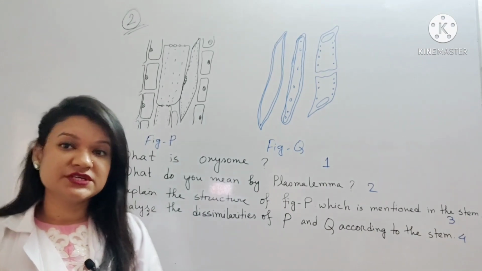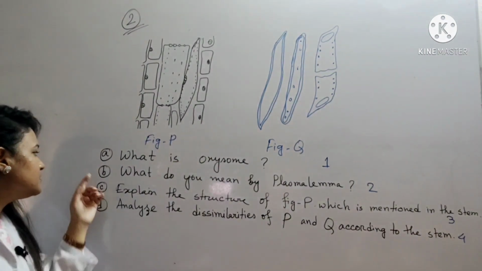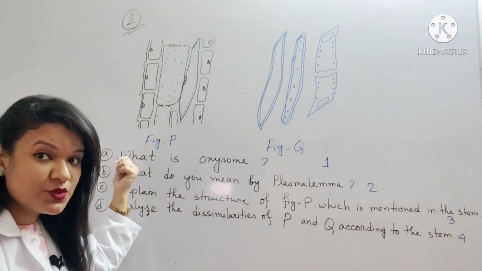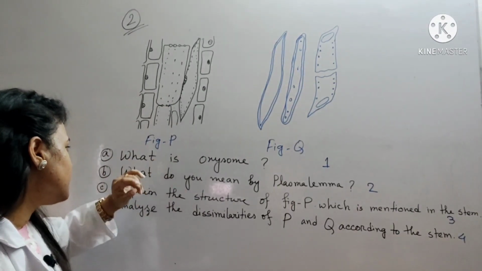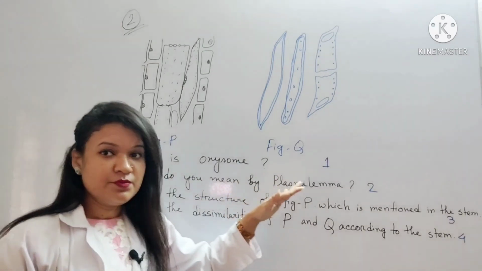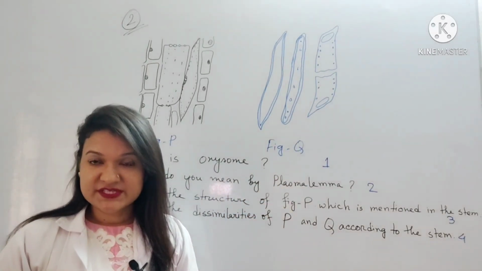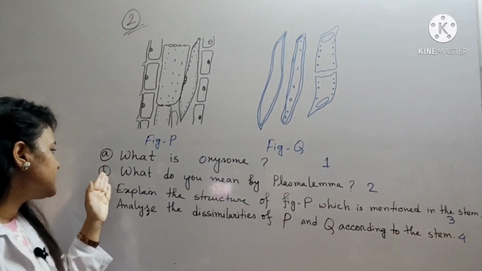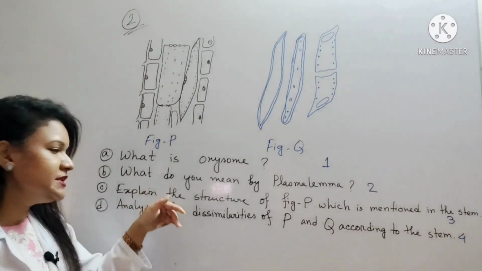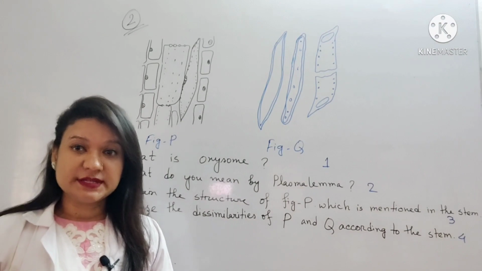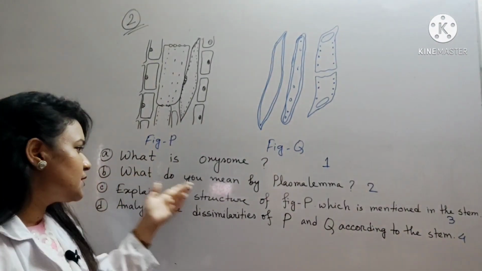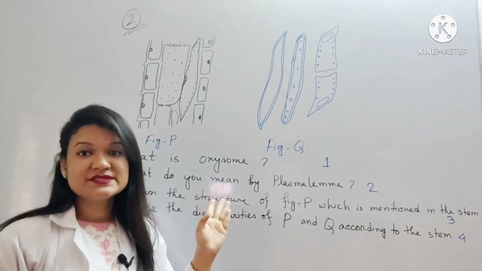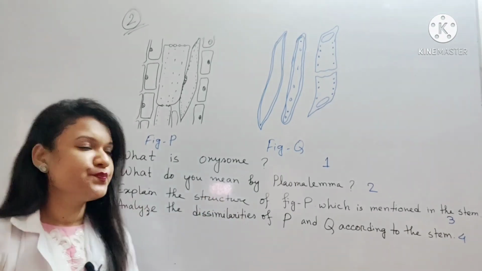Now I will go to the questions. This is number A and this is our knowledge based question. Knowledge based question: what is oxysome? If you write down what oxysome is, you will get 1 mark. Then our comprehension based question is: what do you mean by plasmalemma? This is our comprehension based question, and if you answer this then you will get 2 marks.